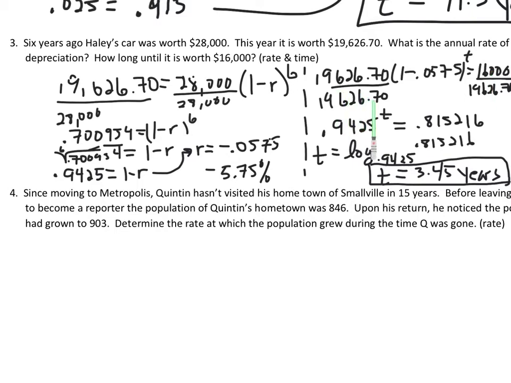Divide both sides by 19,626.70. We get 0.9425 to the t power equals 0.815216. Then the next step is to take the log of both sides. Now remember, this is the base. So the log, this is the base, is 0.9425. This is not a 1.